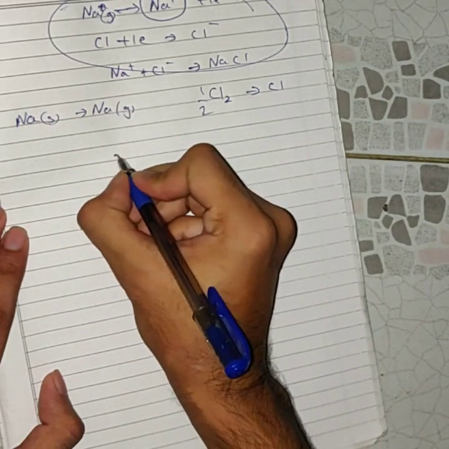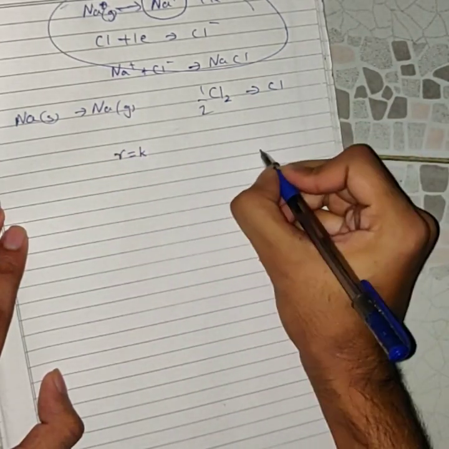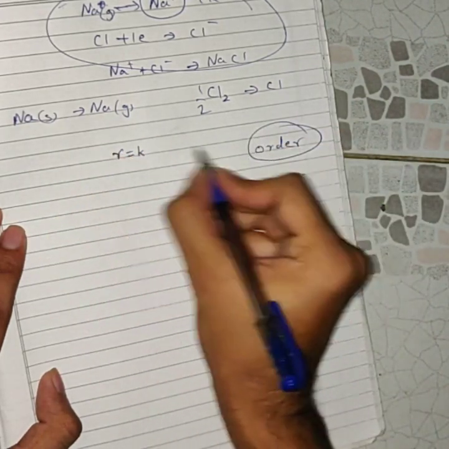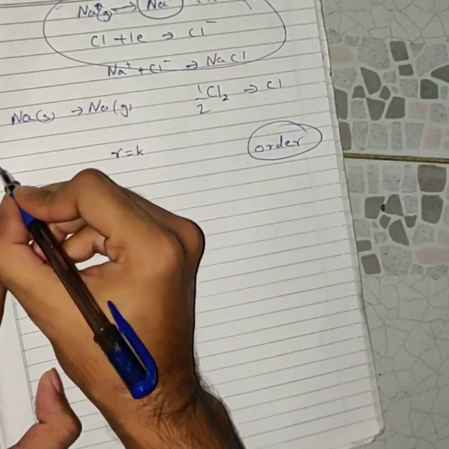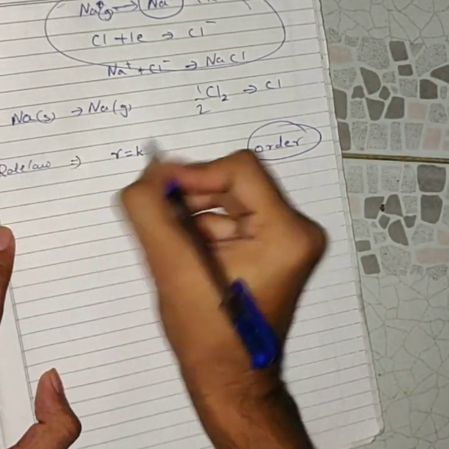Okay, so what is the rate law for this reaction? R is equal to K, and what is the order? Order will be decided by writing the rate law. This equation R is equal to K, A raised to n, is known as the rate law. So we have to decide the rate law.